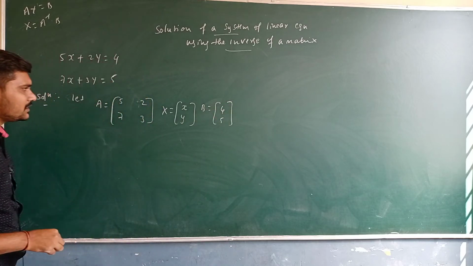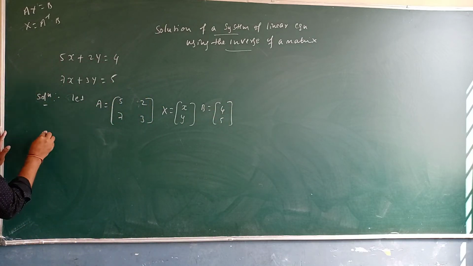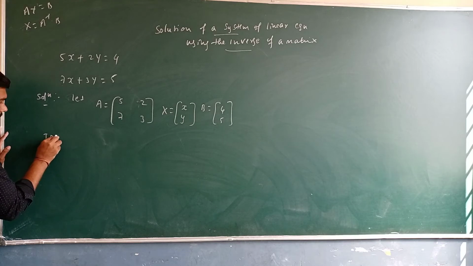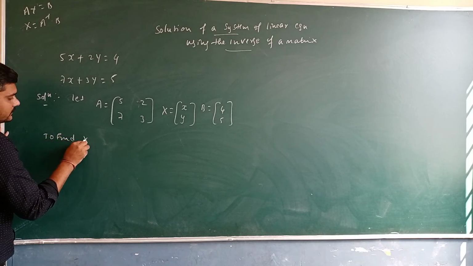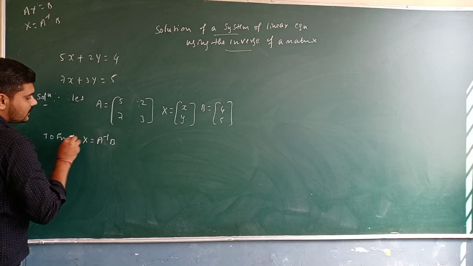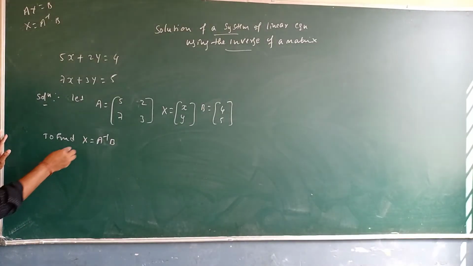Okay? This is how we have it. So what do I need now? We need to find x is equal to a inverse b. To find x is equal to a inverse b, we need to find a inverse.